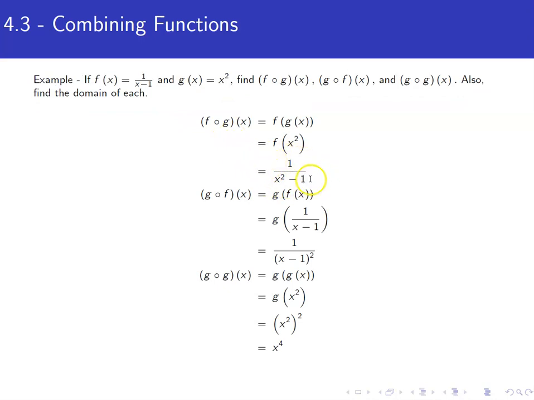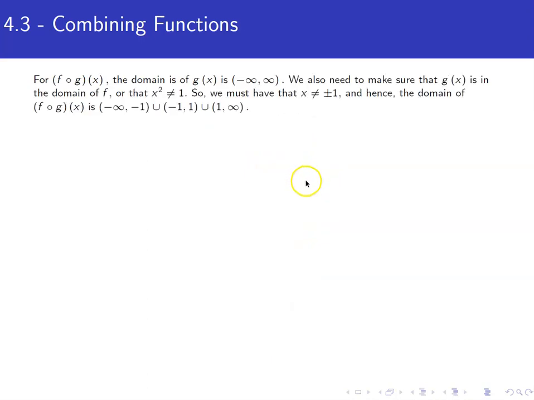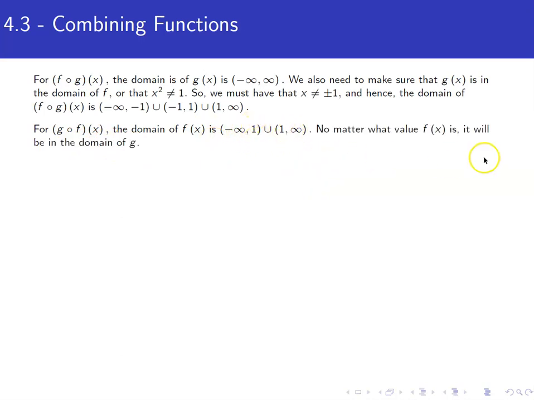This is where we first plugged in x squared into f of x. So right here I would look and see what the domain is of this function right here. For g of f of x, we said that the domain of f of x was negative infinity to 1, union 1 to infinity. No matter what comes out of f, it can go into g because g of x is just x squared. So the domain is just what the domain of f is.